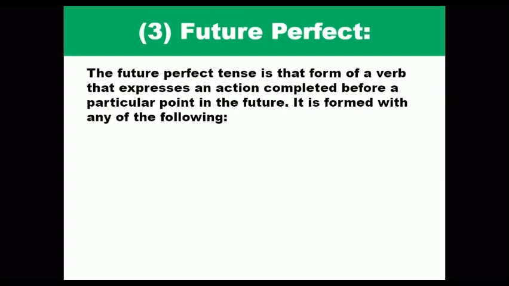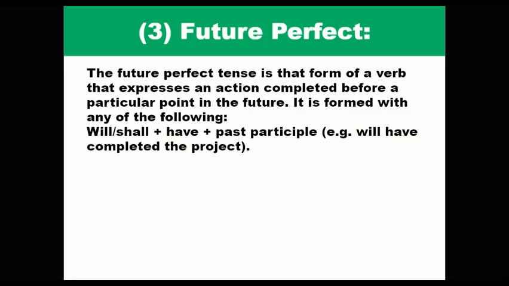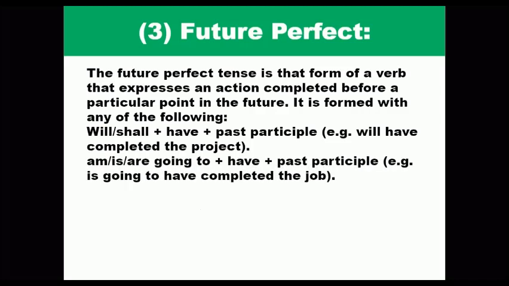Now, that brings us to the future perfect tense, which is that form of a verb that expresses an action completed before a particular point in the future. Then we can form it with any of the following grammatical structures. We can use will or shall plus have plus past participle. For example, will have completed the project. You can also use am, is, or are with going to plus have plus past participle. E.g., is going to have completed the job.